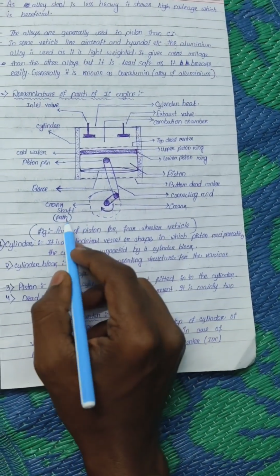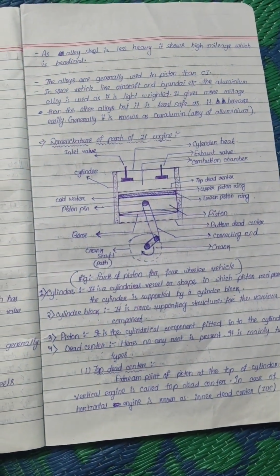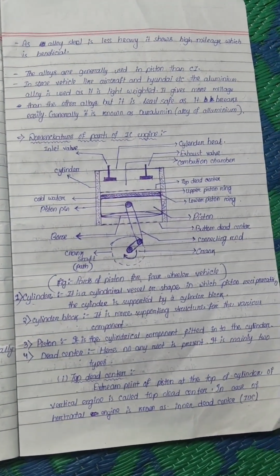and this is the crankshaft. This figure shows parts of a piston for a four-wheeler vehicle.